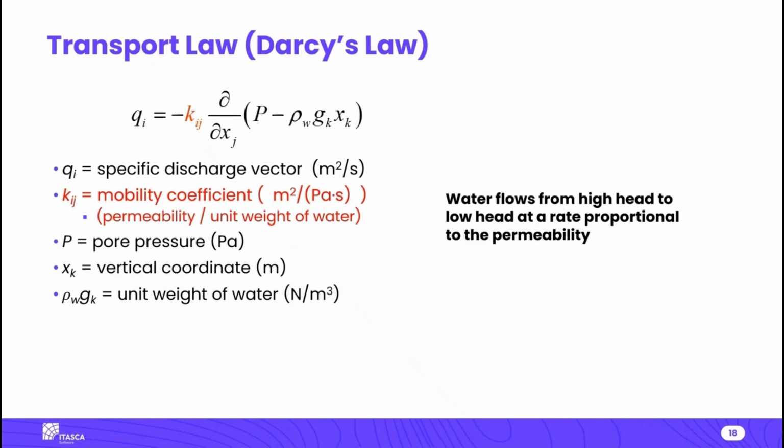Fluid transport is just Darcy's law. Probably you've seen this before. FLAC3D under the hood uses this mobility coefficient, which is in these weird units of meters squared per Pascal second. In version 9.1 and above, you can just specify what is more common in civil engineering, which is hydraulic conductivity in meters per second, and everything will work. And you don't actually need to worry about this.